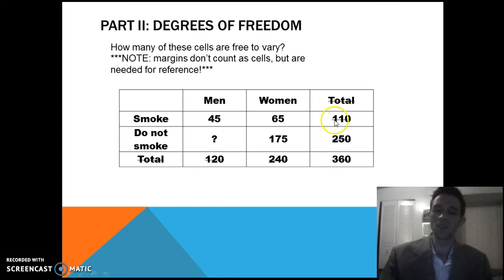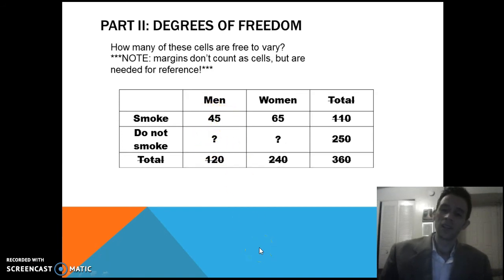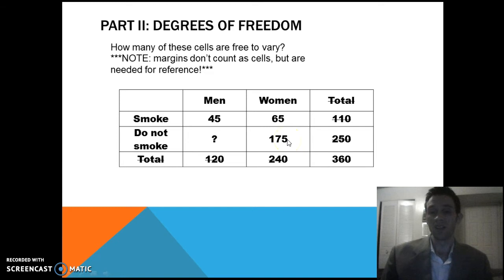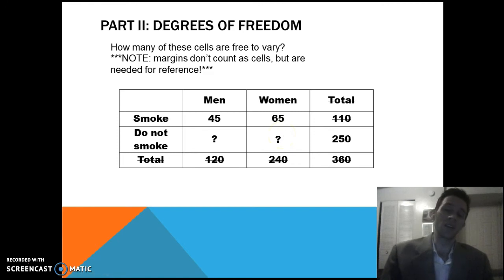So picture these as your northern star, your guiding light, okay? And things have to add up to that. And if they do, can something else vary? Well, in this case, this can't if we know 45 is stuck. So what if we take this away? Same thing, 240 minus 65, 175. So once we know 65, we don't need this. At least we don't need to be told it. We could figure it out through some very simple math.